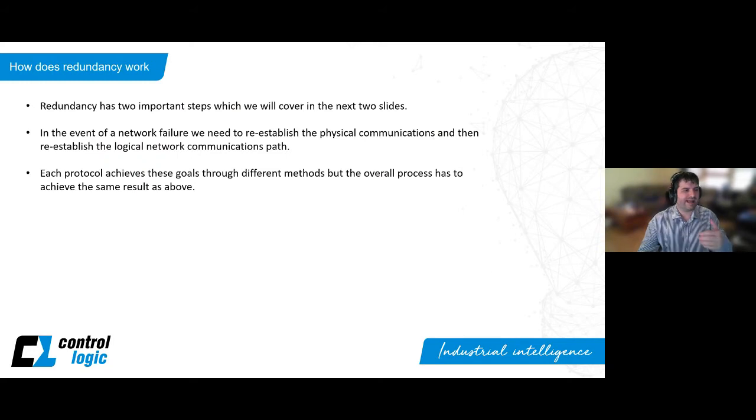Just to cover a little bit about how redundancy works, at least in an Ethernet setting, there's more or less two important processes that have to happen, regardless of which redundancy protocol we're talking about. The first one is to reestablish a physical communications path, and then to reestablish the logical network connections. Each protocol you come across may do this in a different way. They have a different process for executing these goals, but they still have to achieve those goals.